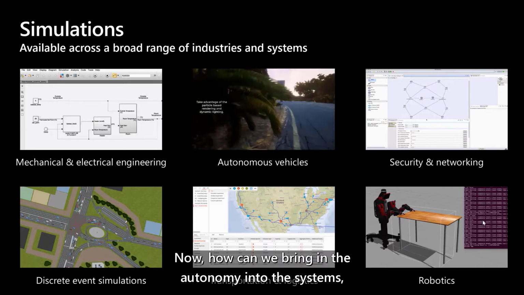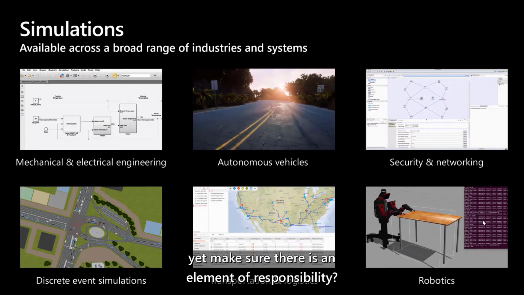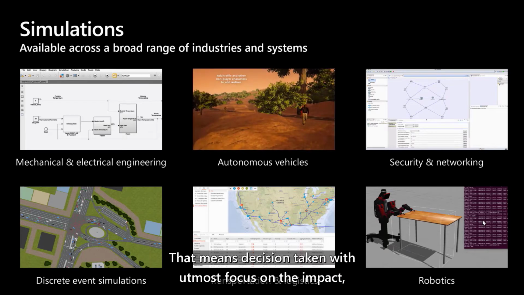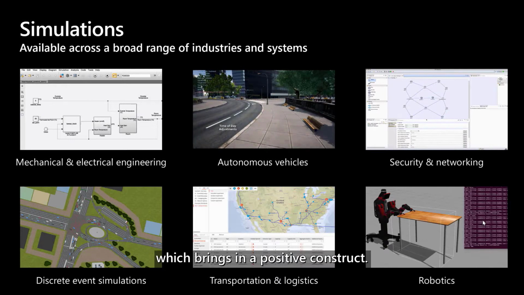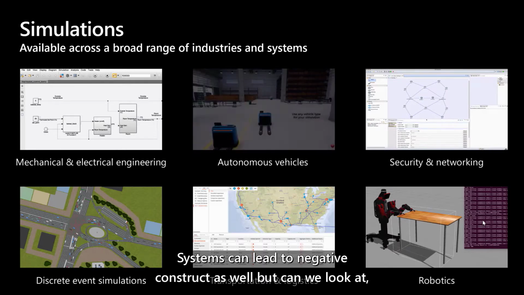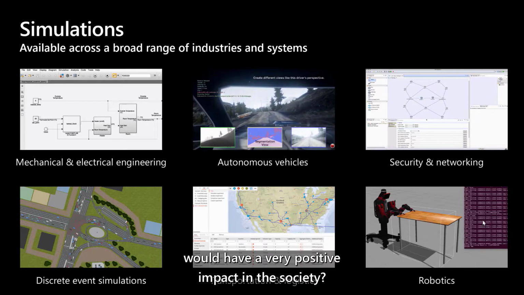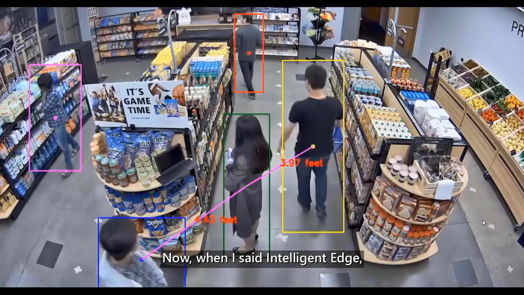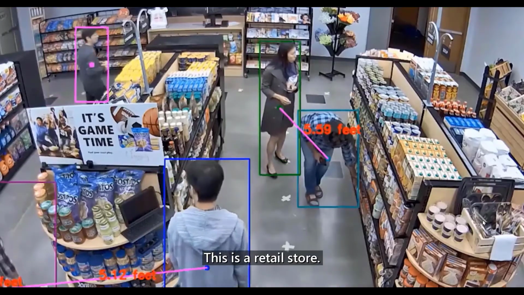Now, how can we bring autonomy into the systems, yet make sure there is an element of responsibility? That means decisions taken with utmost focus on, I would say, the impact which brings in a positive construct, right? Systems can lead to a negative construct as well, but can we look at how decisions can be taken which would have a very positive impact in society, right? So now, when I said intelligent edge, this is one classic example you see here, right? This is a retail store.